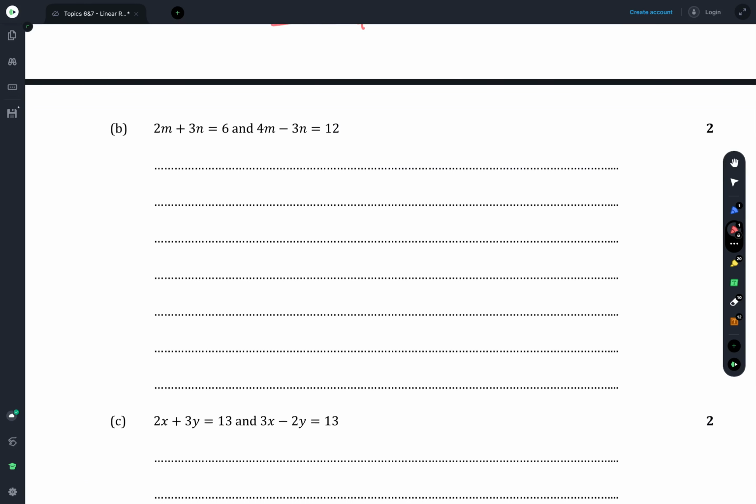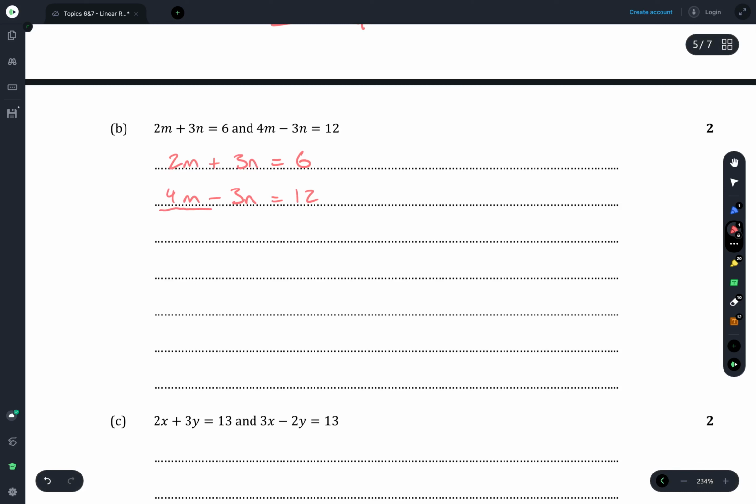Going into the next question, we see that in this case, neither the m nor the n are by itself in either of the equations. That should immediately tell you that we're going to be using the elimination method. And remember, the elimination method starts off by writing the two equations on top of each other. So we have 2m plus 3n equals 6. And we have 4m minus 3n, and that equals 12.